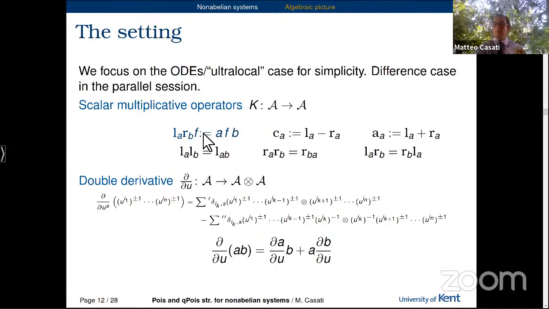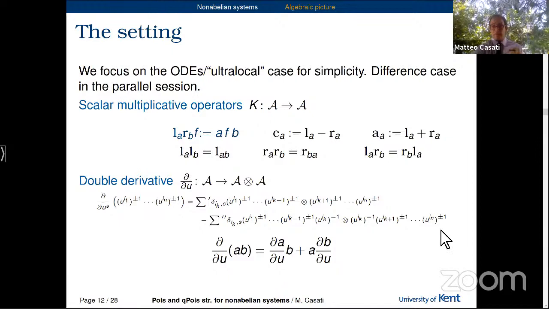And these operators, of course, must distinguish whether I multiply on the left or on the right, because the product is not commutative. This is my notation: multiplication on the left, multiplication on the right, and commutators and anti-commutators. I have what is called a double derivative. The formula here is quite nasty looking.